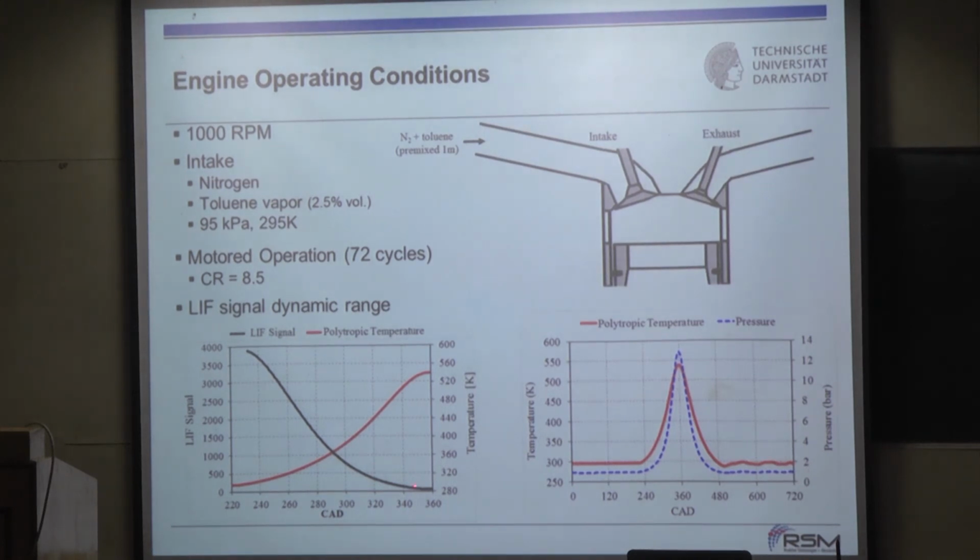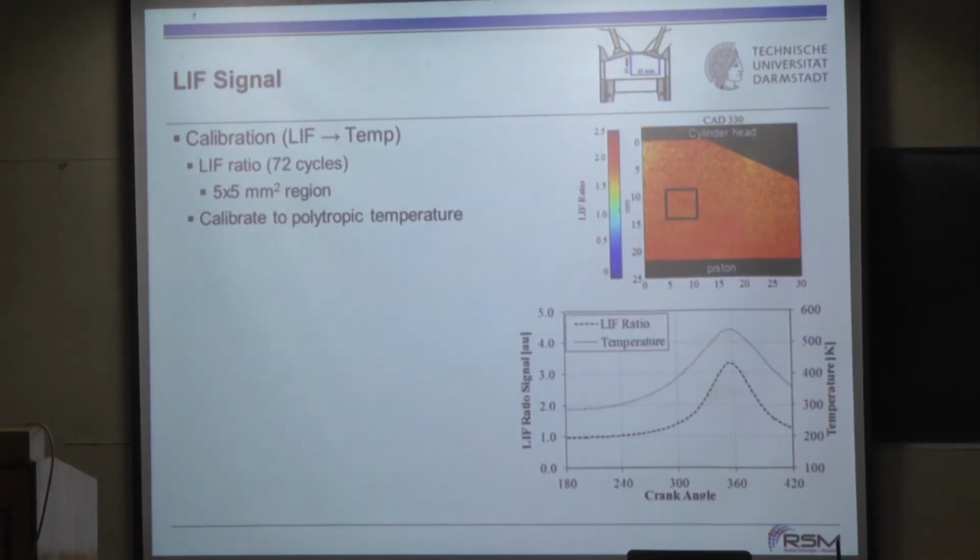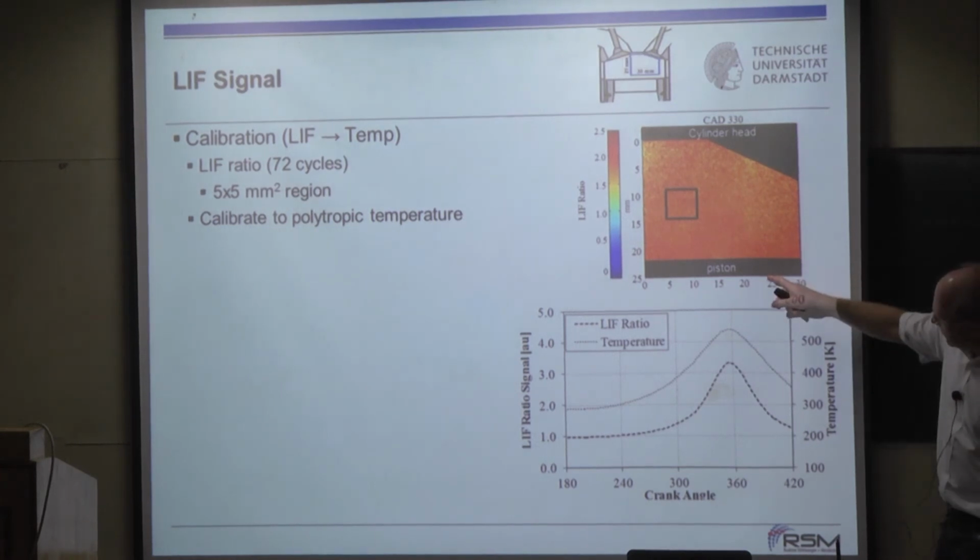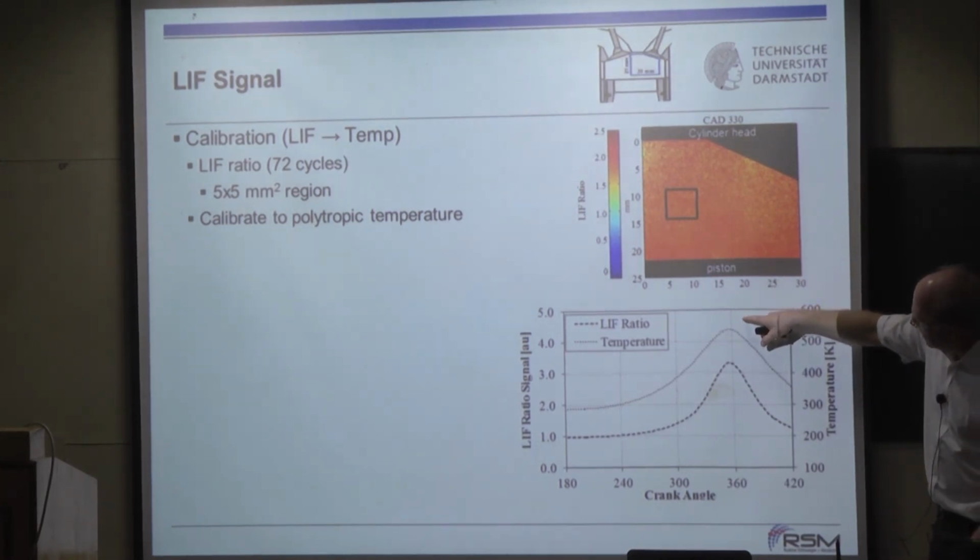At the same time, over crank angle, you see here the temperature deduced from the pressure measurement. At the same time, we have our lift signal ratios. And you see with that, this is a calibration curve. Here's a detail about pressure and polytropic temperature, to get a calibration or a correlation between the lift ratio, which is shown here, and the temperature here.